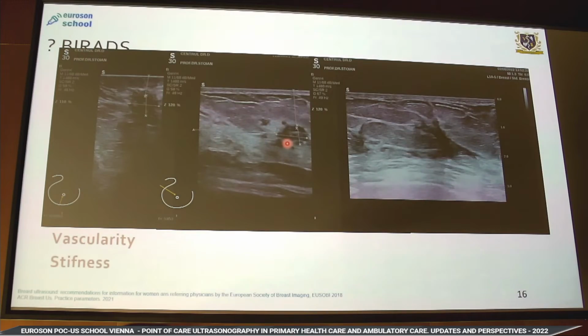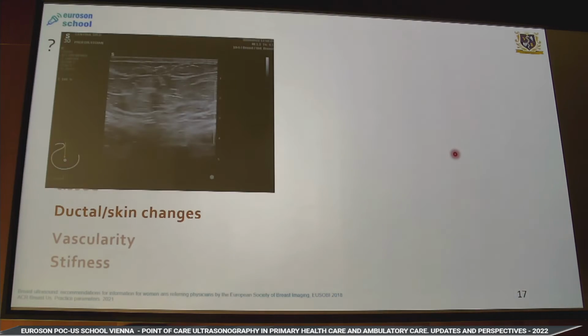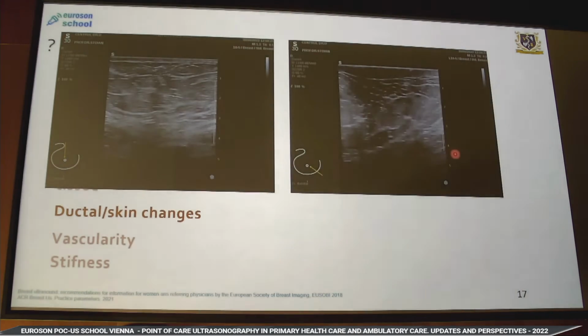This is what the team means. And the same retraction of the surrounding tissue in this high-risk nodule. These are all high-risk nodules. Ductal and skin. So it's a side-by-side.